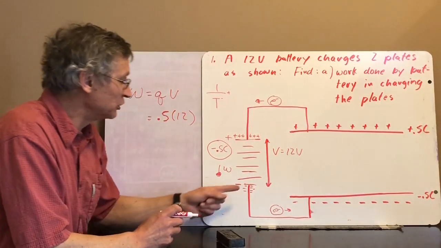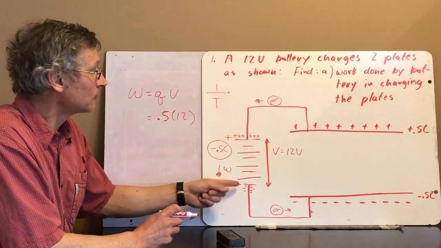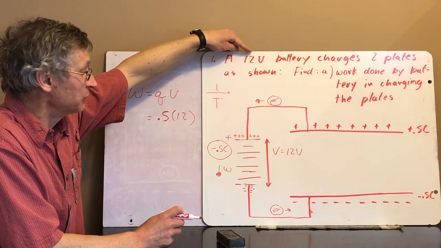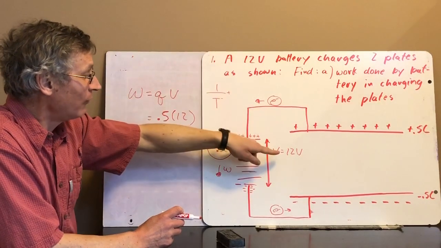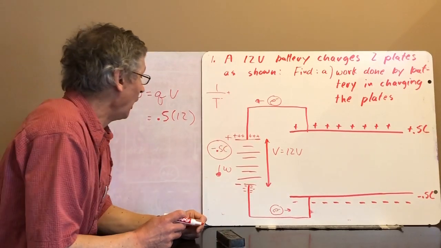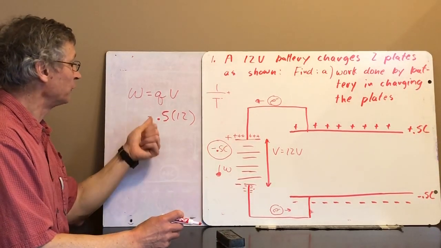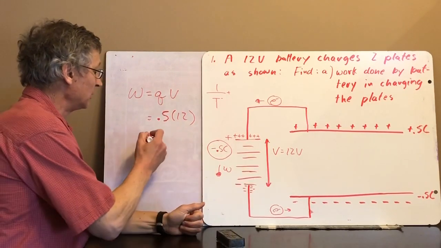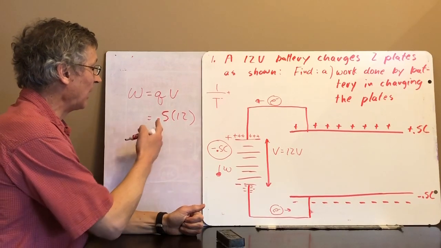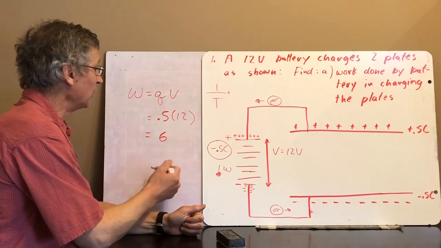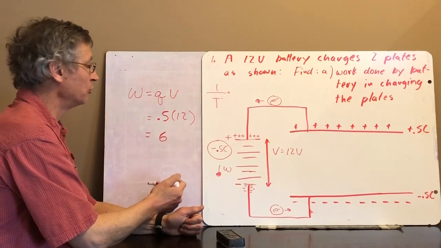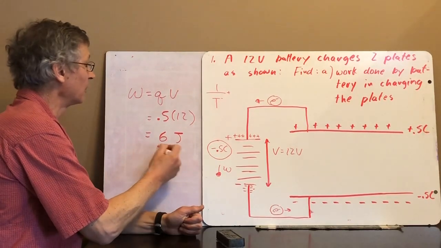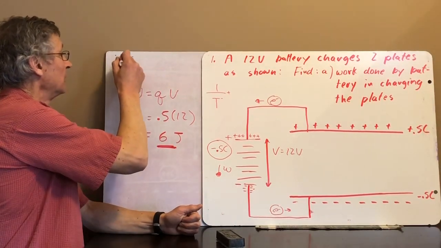Remember, you've got a charge imbalance here, and the charge imbalance represents a potential difference of 12 volts. Easy enough. So the work is equal to the charge, 0.5 coulombs, times the potential difference, which is 12. You do that and you get what? A half of 12 is 6. Coulombs multiplied by joules per coulomb is going to be joules, right? Units of work are joules. There you go. Okay, done.